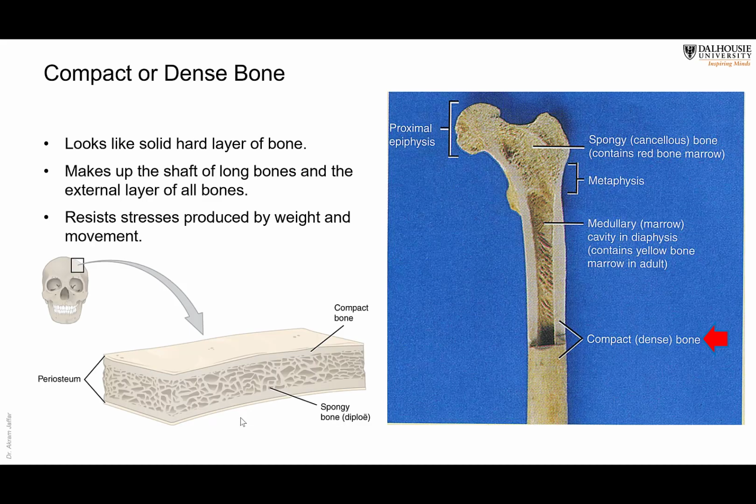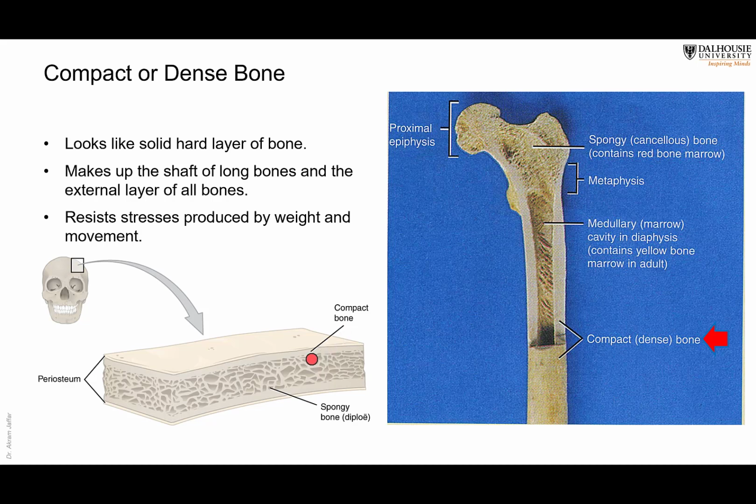Bones can be compact or dense or cortical. It's the same. Compact, dense, or cortical. Obviously, this is a compact bone. You cannot see any spaces. And you can see that it is very thick here in the shaft, but also it is present in the outer part of this area. So it is cortical. It forms the cortex, the outer part of all bones, including the flat bones.